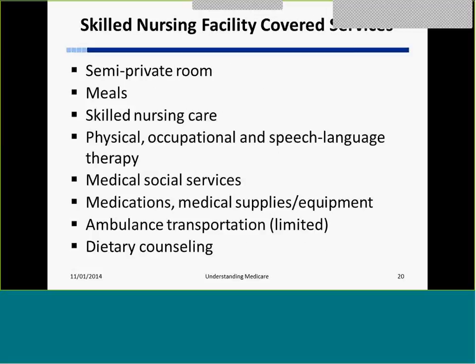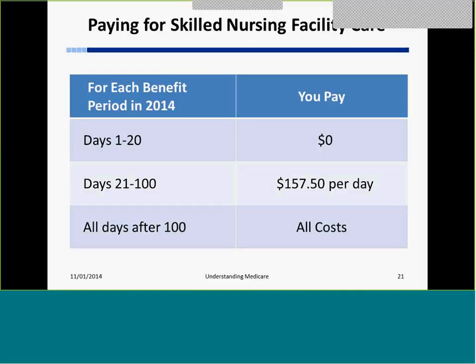What they cover for skilled nursing: ambulance transportation is very limited. If there's another way to transport you that is acceptable, then they will not pay for any. Let's just have you take a taxi. Here are deductibles for skilled nursing, days 1 through 20. Medicare pays it all. Days 21 through 100, the member or their supplement would pay the $157.50, and it's limited to 100 days in the benefit period.